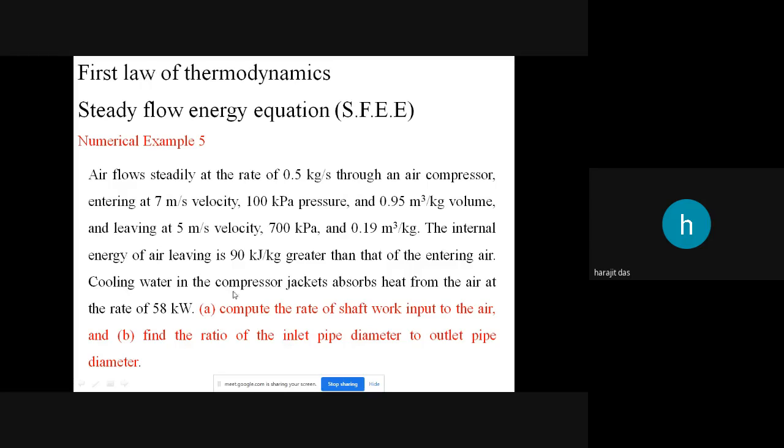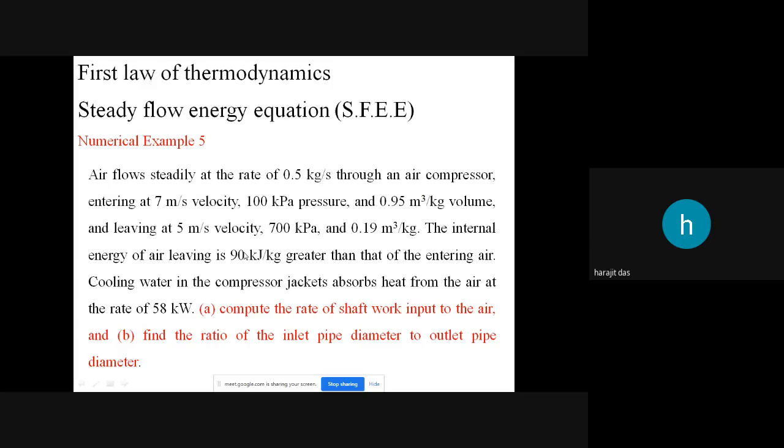So cooling water in the compressor jackets absorbs heat. When heat is absorbed, whether it is positive or not, it is positive, isn't it? From the air at the rate of 58 kilowatts. Then compute the rate of shaft work, means dW by dt we need to find out, the rate of shaft work input to the air, and find the ratio of the inlet pipe diameter to outlet pipe diameter, means small d1 by small d2. You need to find it out.